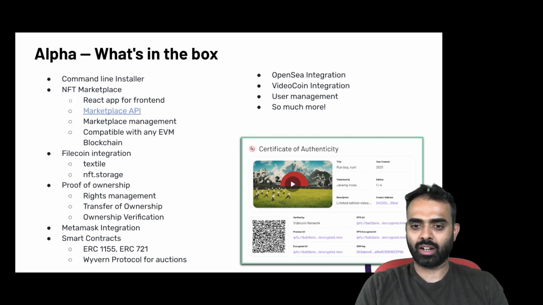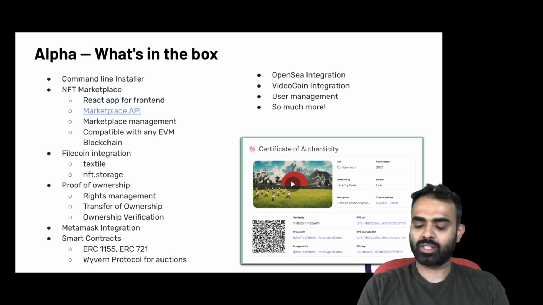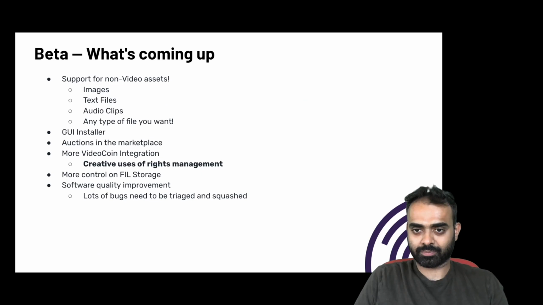We have Metamask integration, all the smart contracts you need, the ERC 1155 and 721, which defaults to 721. But also there's a Web 1 protocol available for auctions, as well as atomic matches. And then there's OpenSea integration. You can take the NFT either directly listed on OpenSea or use the OpenSea APIs, which are drop-in compatible. And there is VideoCoin integration, user management, profiles, and so much more.